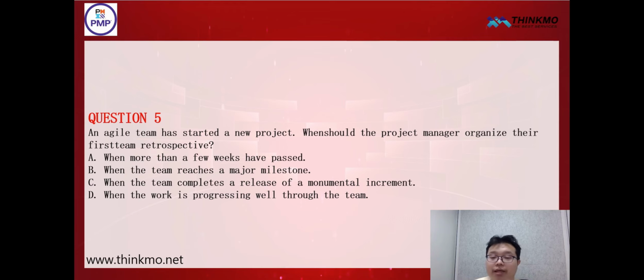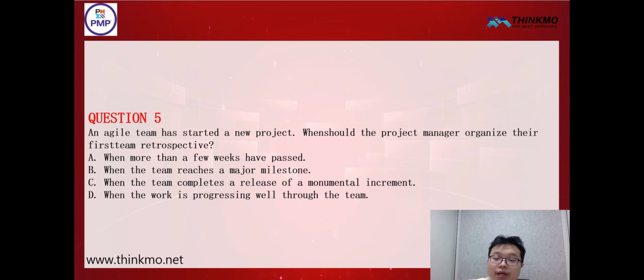As for option B, the main issue is that our first retrospective shouldn't be limited to a major milestone, as any milestone can be a point for the team to hold a retrospective. Please note, since this is a new project, the first team retrospective can be held at any milestone, so B is a bit too absolute in its wording.